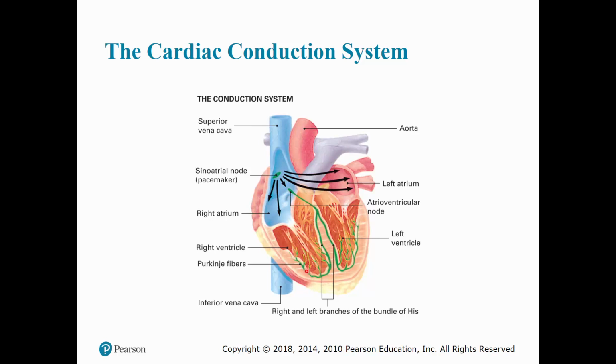Okay. And down the bundle of His to the Purkinje fibers. The AV node, if it fails, it then goes to the bundle of His. If the bundle of His is the primary pacemaker, your pulse rate is normally about 40 to 60 beats per minute.